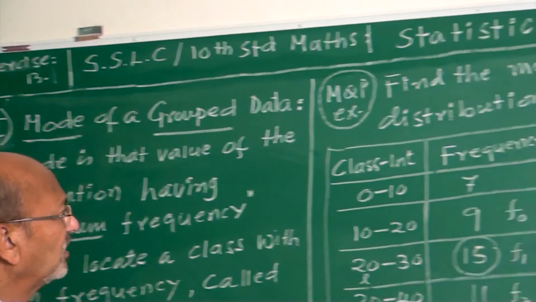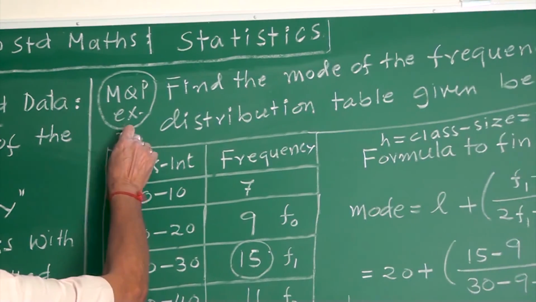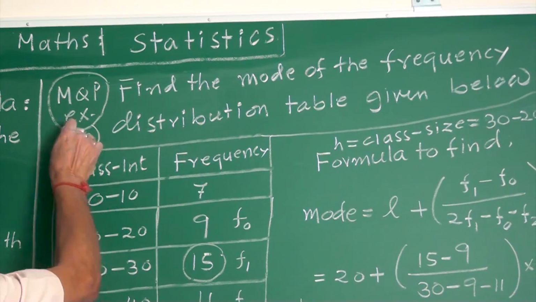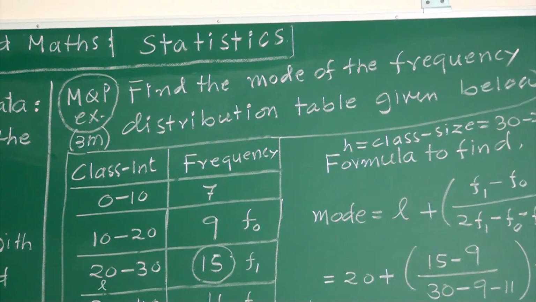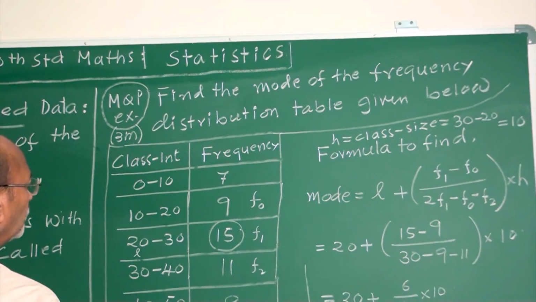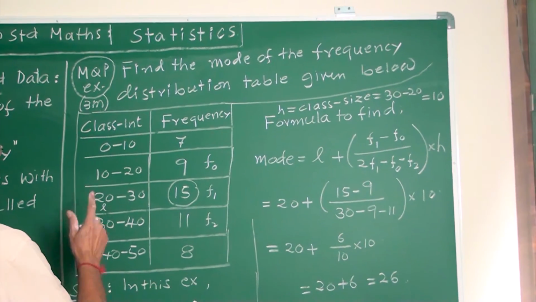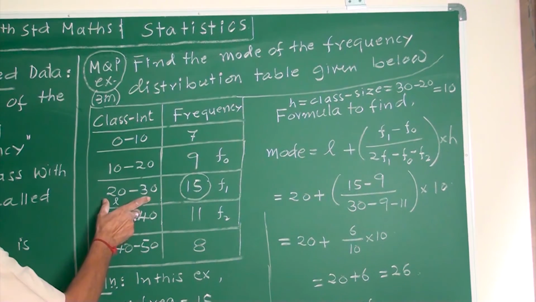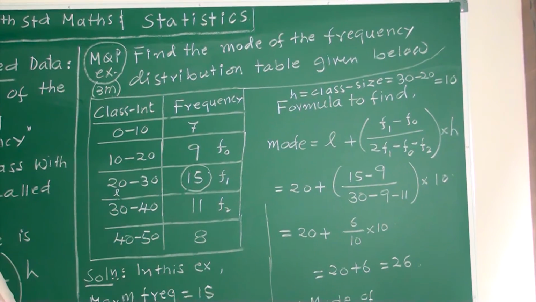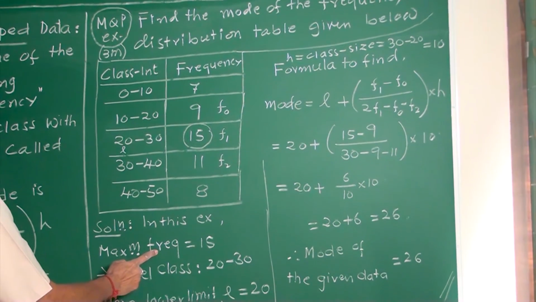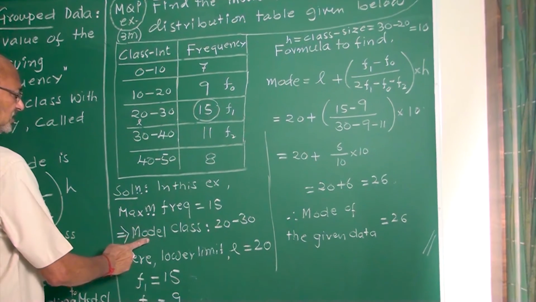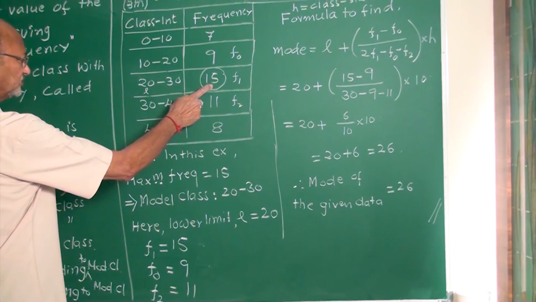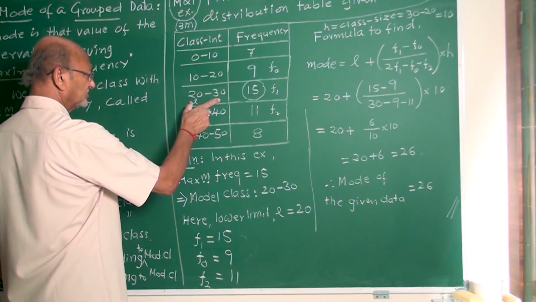This is an example from the model question paper under 3 marks, my friend. It is a 3 mark question. Find the mode of the frequency distribution table given below. This is the frequency distribution. What is your observation? This is the maximum frequency, and the class corresponding to it is the modal class. In this example, the maximum frequency is 15.